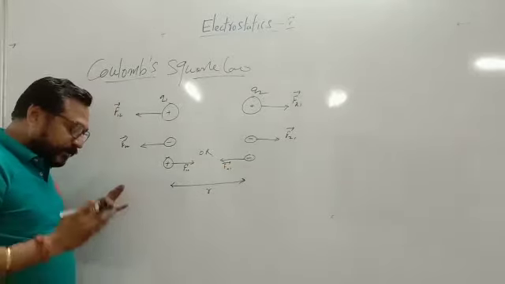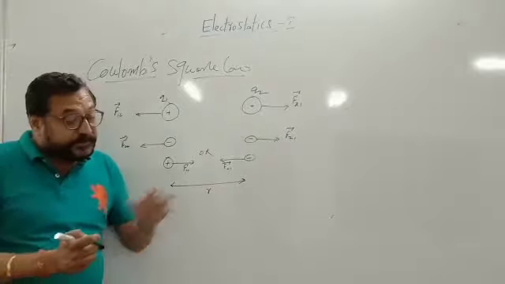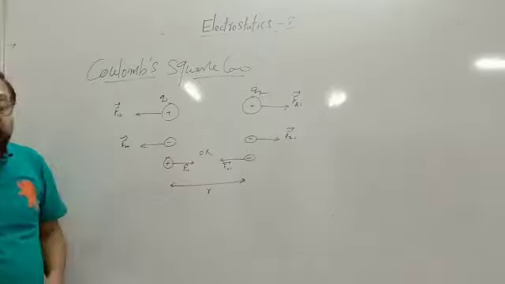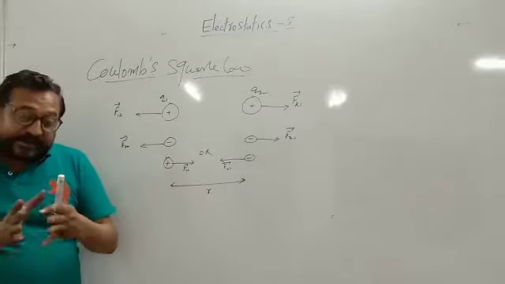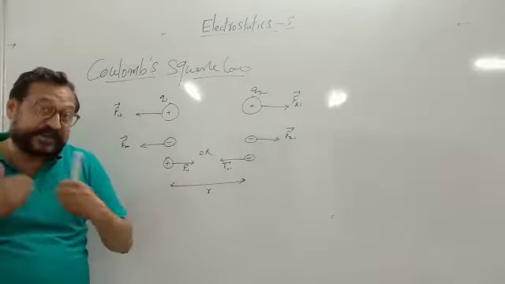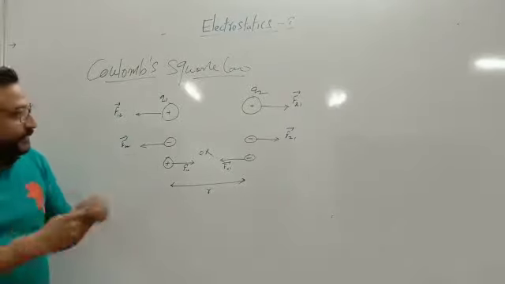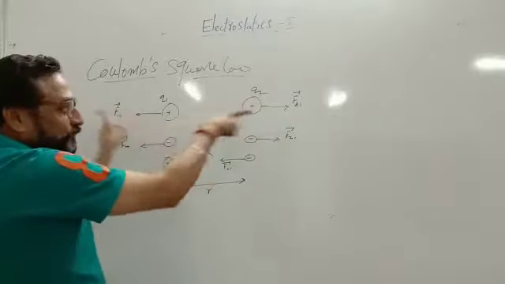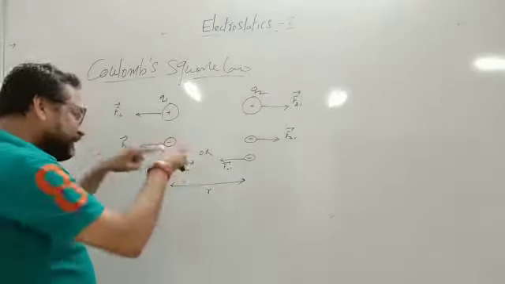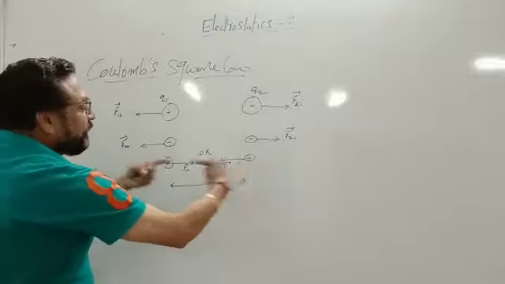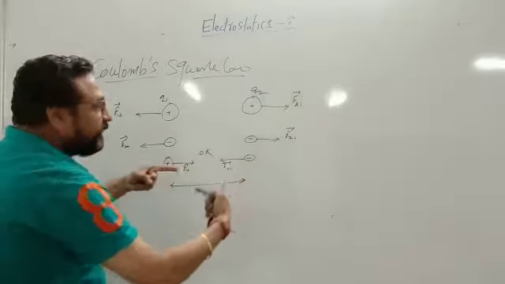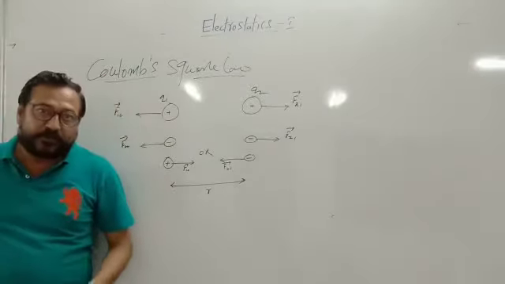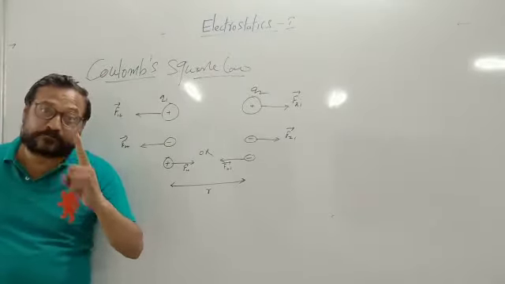It means that in both conditions, force of attraction or repulsion, these forces are acting in opposite directions. How is it? Like the first case, please see: in this condition both forces are acting in opposite directions. Yes. And the same for force of attraction, again they act in opposite directions. It means Coulomb's inverse square law follows Newton's third law of motion.